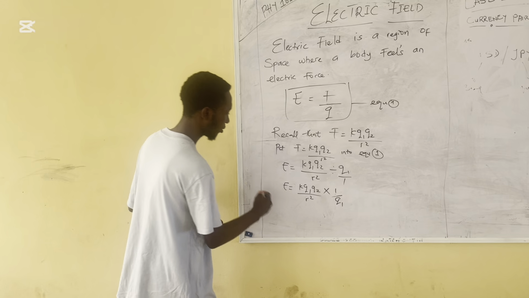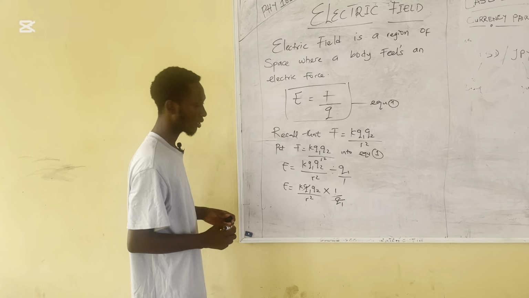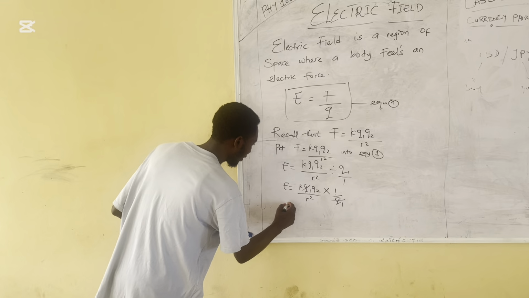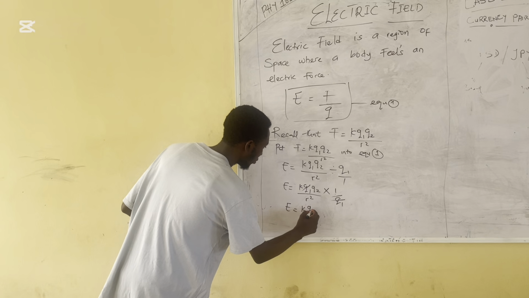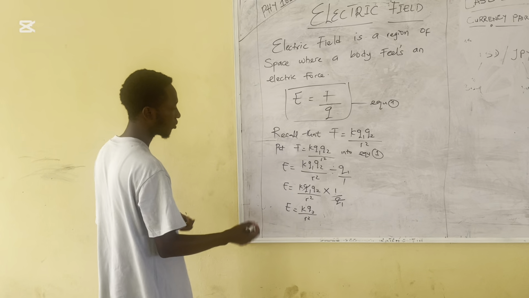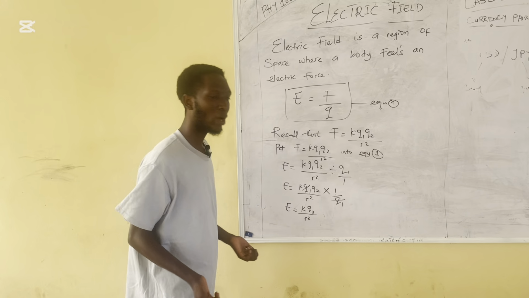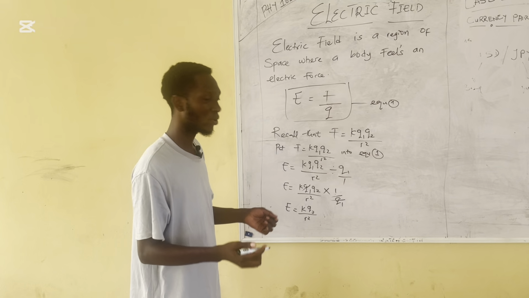So now, what are we to do? Just divide this, Q1 divided by Q1. Check out what I'm saying. So your formula is now E equals KQ over R square, KQ2 over R square. You can call this KQ1 or KQ2, depending on what they are giving you in your question.